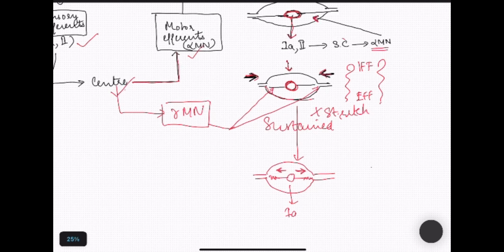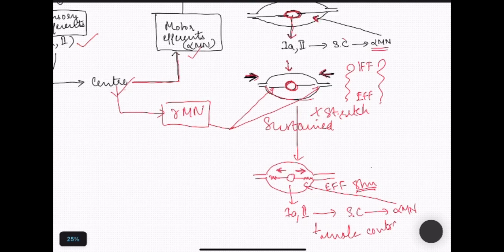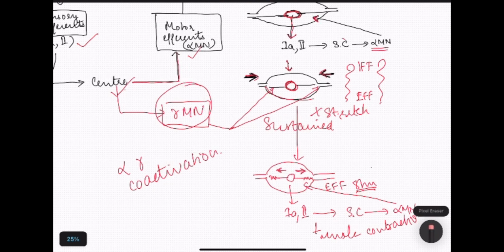1A and 2 get activated. Spinal cord gets activated. Alpha motor neurons get activated, and the extrafusal fibers are stimulated to contract, and muscle contraction occurs unhindered. So this is where gamma motor neurons come in, and this process is called alpha gamma coactivation. Both alpha motor neurons as part of the reflex arc as well as gamma motor neurons from the center firing, they act together to ensure that the stretch reflex goes on smoothly without stopping.